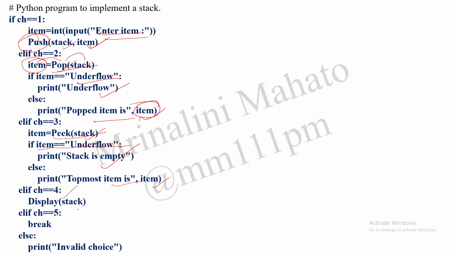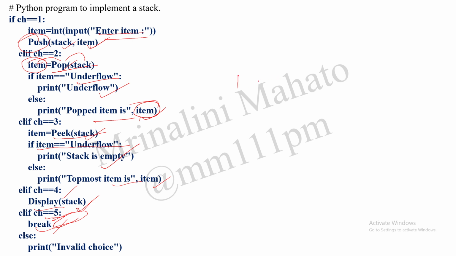Just like that, choice 4 displays the stack. Display is a function name and we call it with the stack. Now choice 5, what have we written? Break, because choice 5 is given as exit. Whenever we call break, it will break. Break and continue, two words are there. Break means whenever the condition is true, exit the loop. And continue, what happens? Whenever it matches that statement, it skips the rest, but it returns to the loop and goes on again.